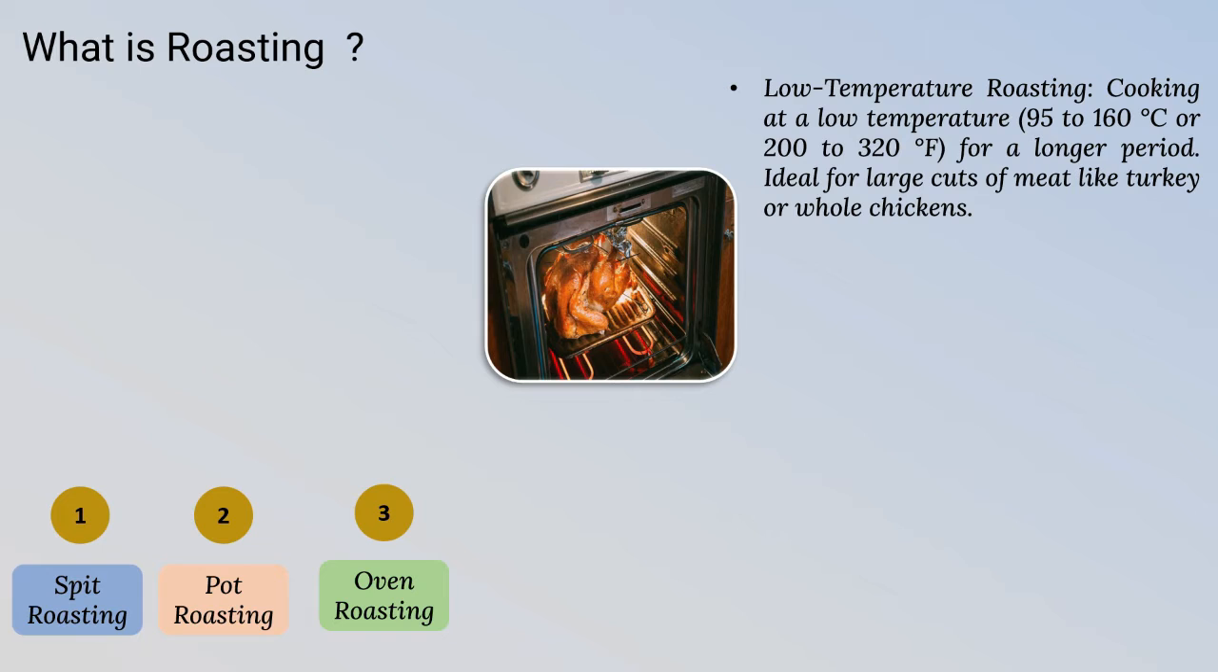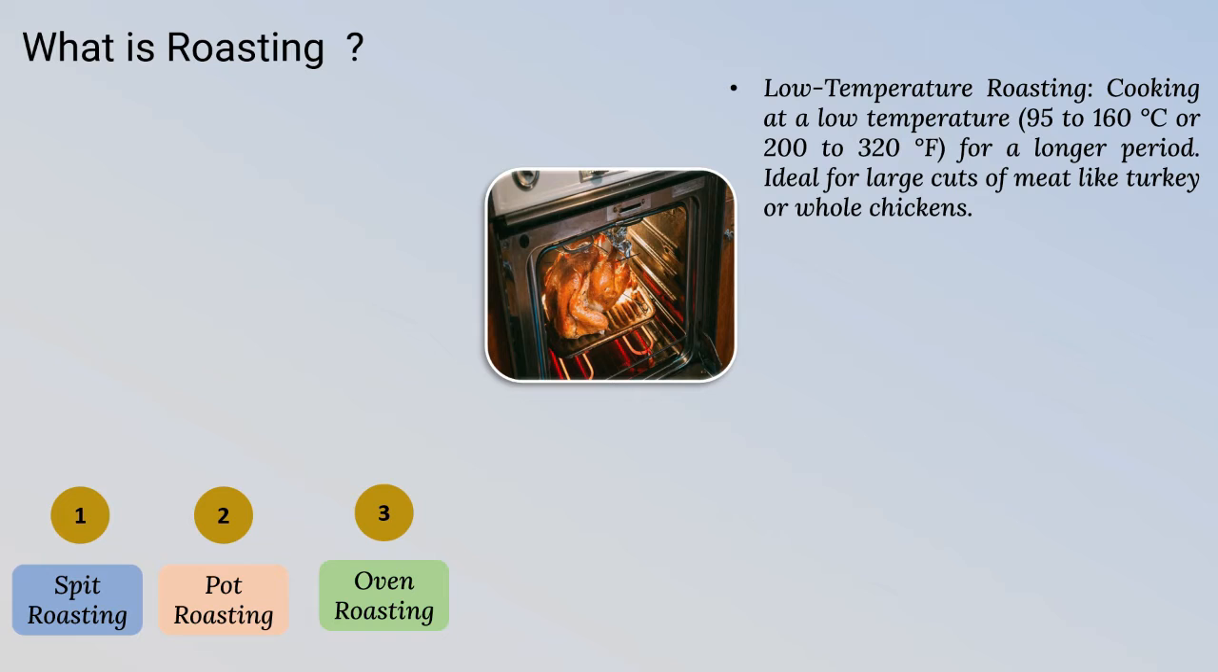There are different kinds of roasting. One is low temperature roasting. What does it mean? Very simple. Cooking at a low temperature, that means 95 to 160 degrees Celsius or 200 to 320 degrees Fahrenheit for a longer period of time. And it is very ideal for large cuts of meat or large joints of meat like turkey and whole chicken, etc. So temperature is low, that means the cooking time is more.